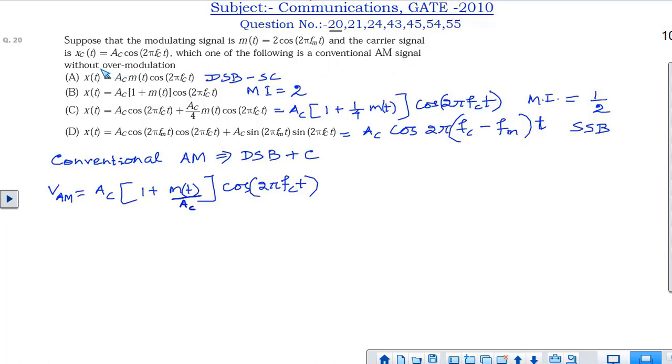So B and C both are representing conventional AM signal, but we have to see as per the question which one is not over modulated. If modulation index is greater than 1, then that is the case for over modulation. So in option B the case is over modulated, whereas in option C it is under modulated. So option C is the correct match as per the requirement of our question. Hence option C is the correct answer for question number 20.